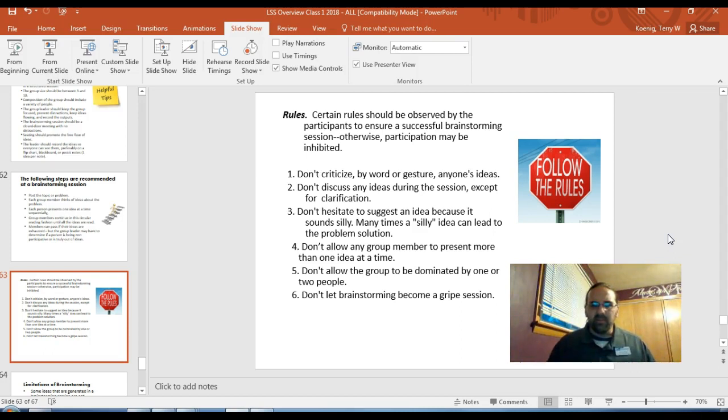And don't allow someone to present more than one idea at a time. Don't let someone steal the meeting. Don't let it get dominated by a pair of people. If you can, make sure maybe those real dominant souls aren't in the brainstorming meeting. Maybe they can come through and they can help you narrow it down later. And don't let it become a gripe session. It's not just for complaining.